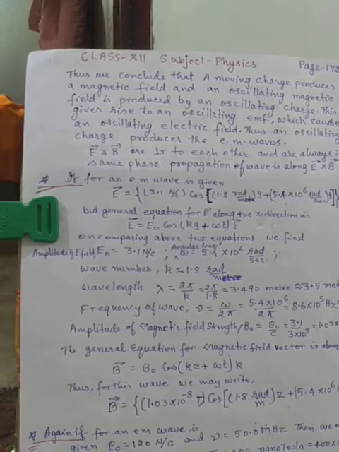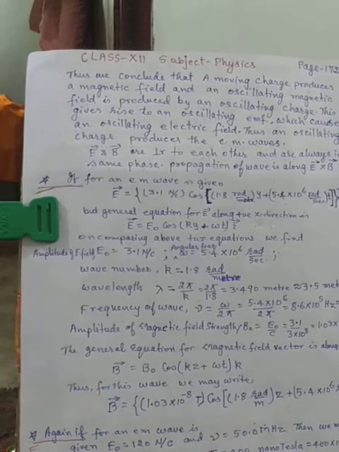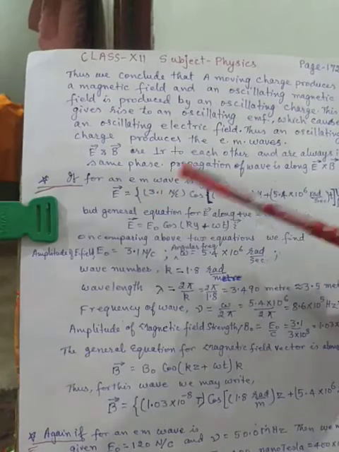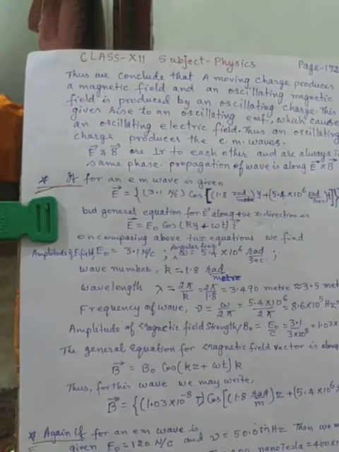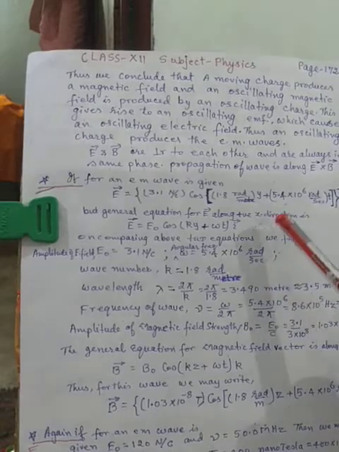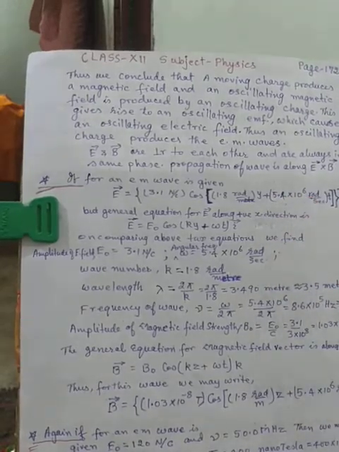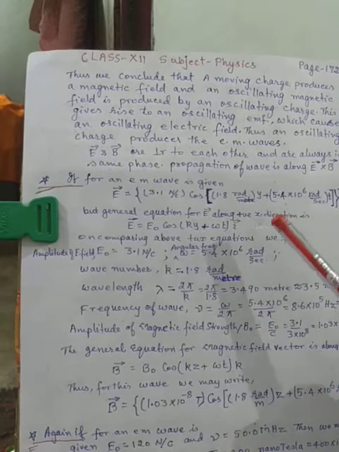Then, on comparing these two equations given above, we find that the amplitude of the electric field E0 is equal to 3.1, and the angular frequency omega is equal to 5.4 into 10 power 6 radian per second, and the wave number k is equal to 1.8 radian per meter.